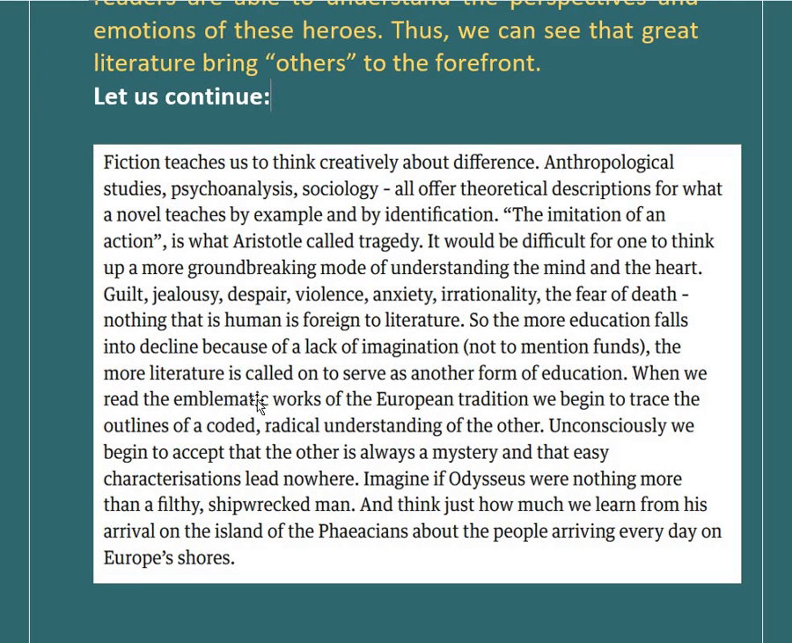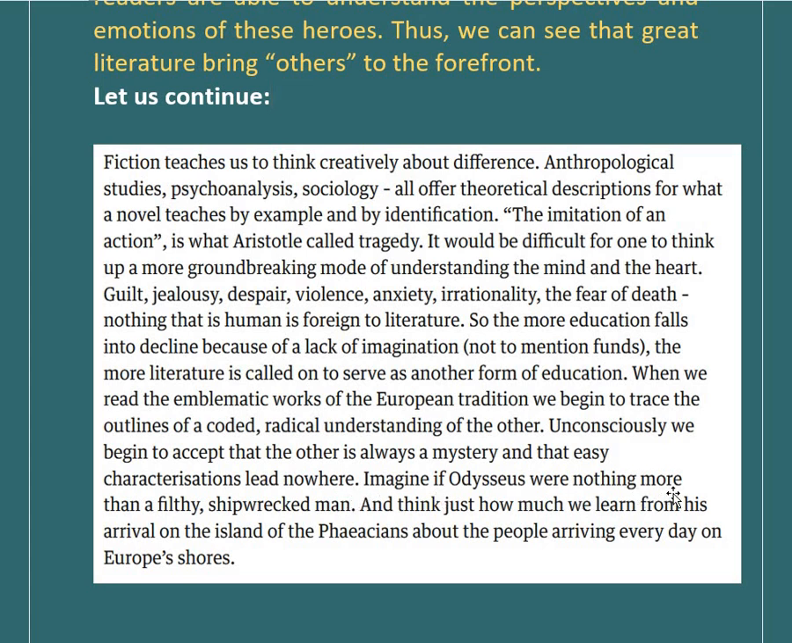So when we read the emblematic important works of European tradition, we begin to trace the outlines of a coded radical understanding of others. So when we read important works of European tradition, we understand the other. We get an extreme understanding of the other. Unconsciously, we begin to accept that other is always a mystery, and that easy characterizations lead nowhere. So when we read these important European works, we understand that other is a mystery, and characterizations of other are also complicated. Easy characterizations lead nowhere. Means these characters are not easy, they are complicated. Easy, shallow characterizations will be leading us nowhere.